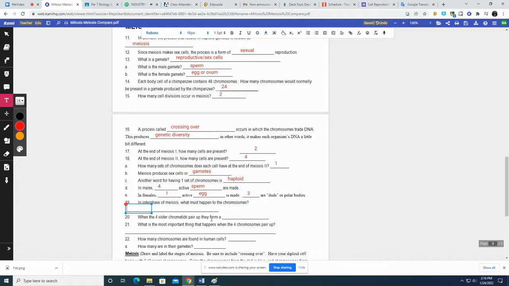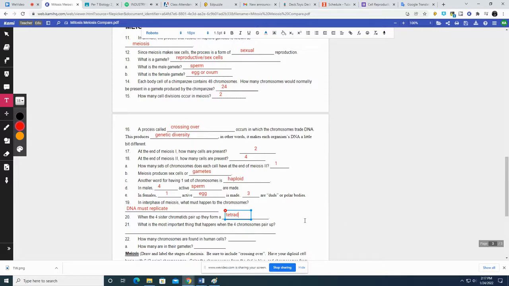19, interphase of meiosis. What must happen to the chromosomes? In interphase, it's always the same thing. The DNA, chromosomes, that's all chromosomes are. It's just your DNA. DNA must replicate. We need a copy of the DNA in interphase because we're making 4 cells, and all those 4 cells need chromosomes. 20, when the 4 sister chromatids pair up, and this is during prophase 1, you won't need to know it, but it forms what's called a tetrad.